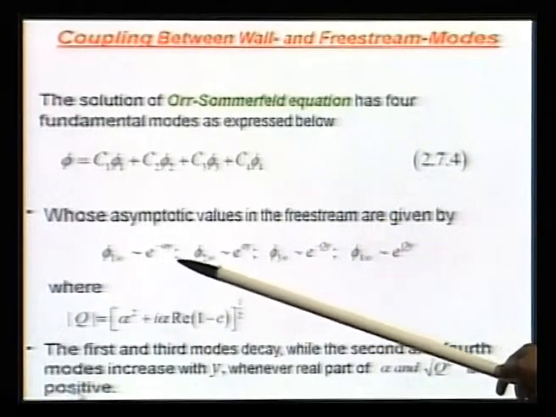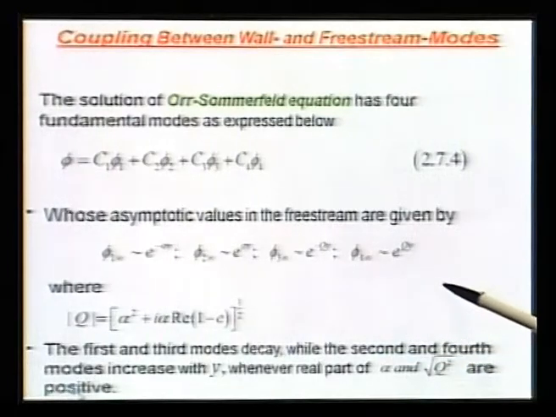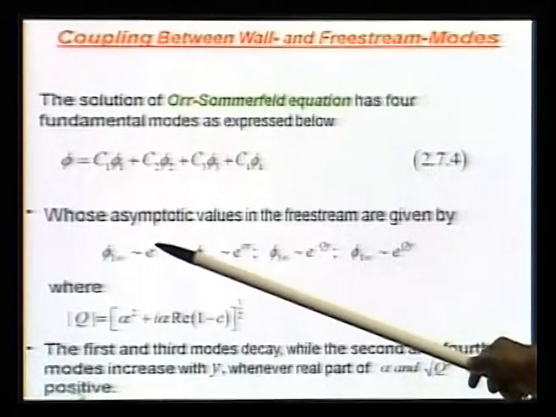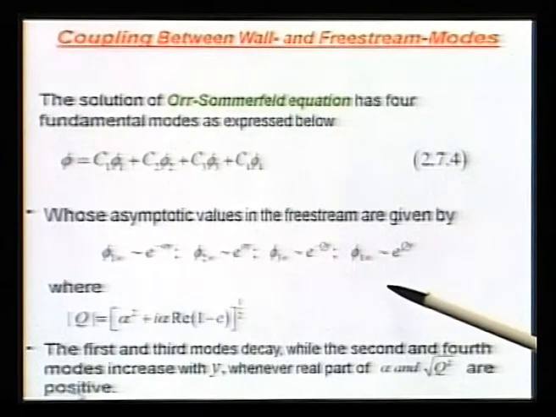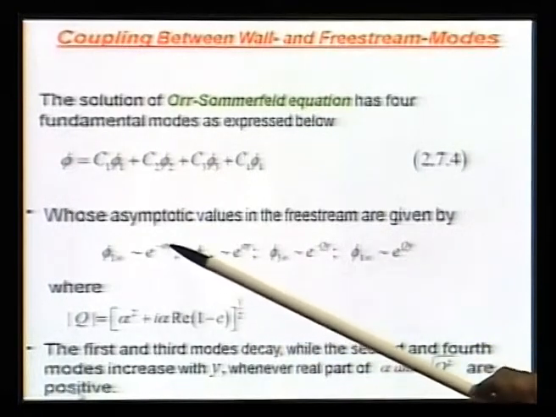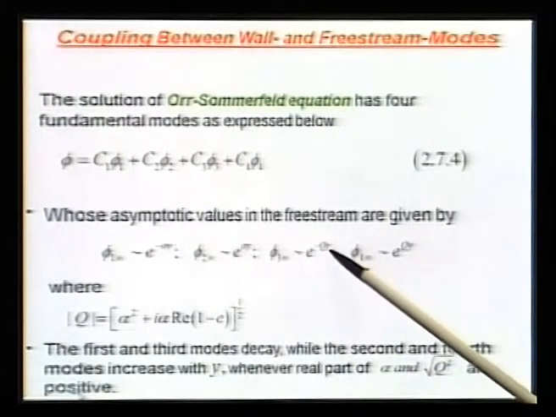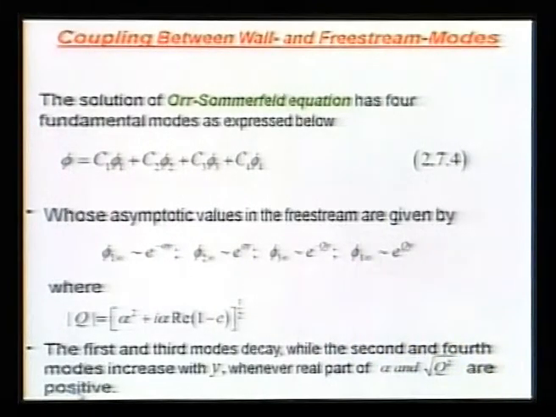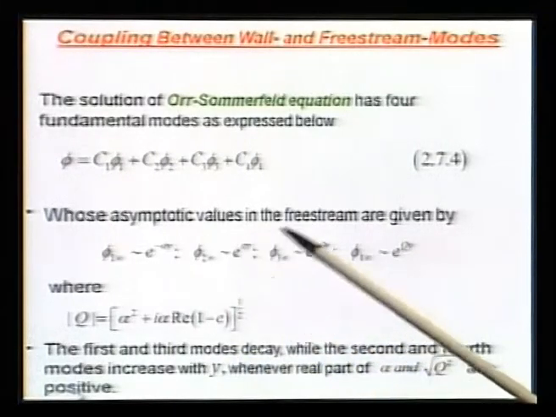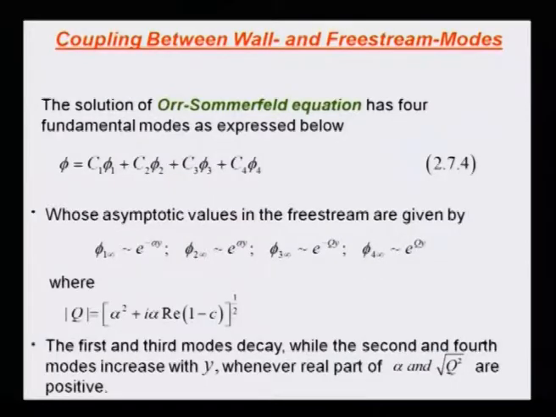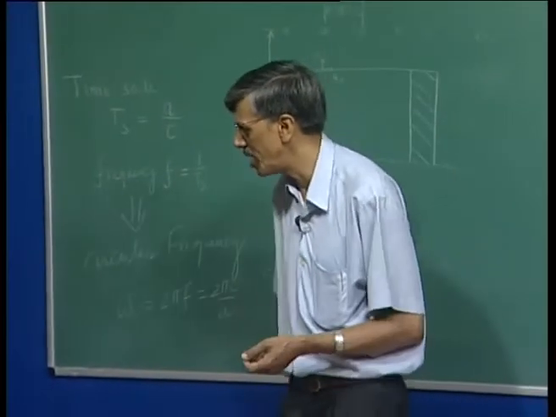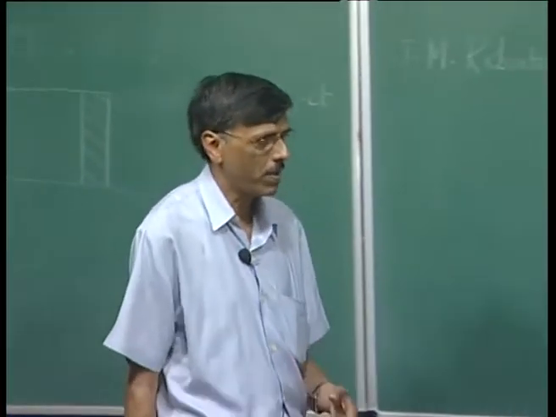What is known to us is that once you are outside the shear layer, these 4 modes have some kind of analytical structure that is given like this. We have seen that if the real part of alpha and q are positive, then the first and third mode decay with height, while the second and the fourth mode grow with height. Okay? So this is something we should remember.